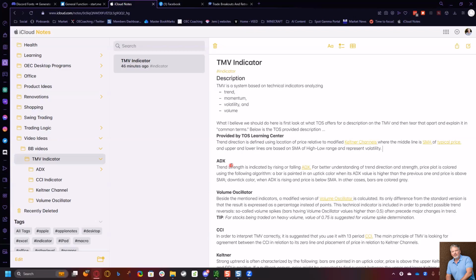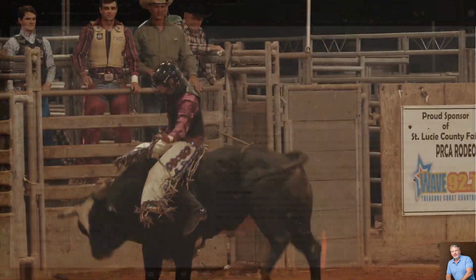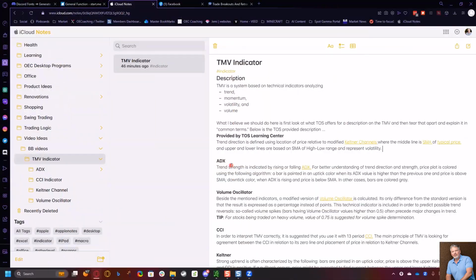The ADX is how we measure the strength of a trend. So it doesn't tell you the trend is bullish. It doesn't tell you the trend is bearish. It really doesn't even tell you that a market is trending at all. It just looks at what the candles are doing. And if there is a trend, it will measure the strength of that trend. So obviously, if the market's not trending, the ADX is really low because there's nothing to measure.